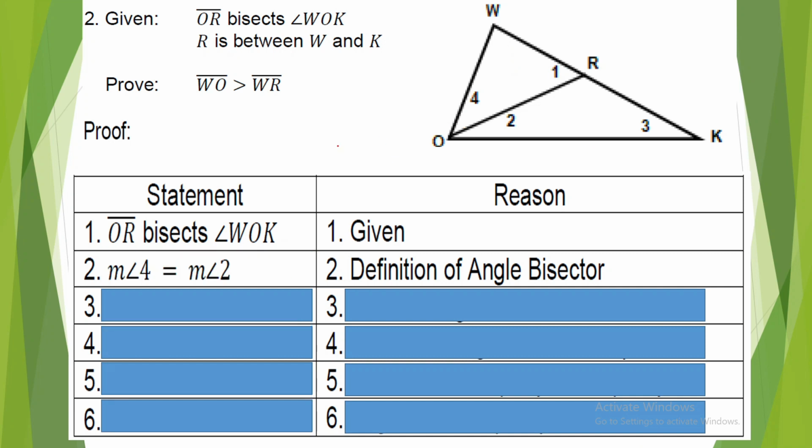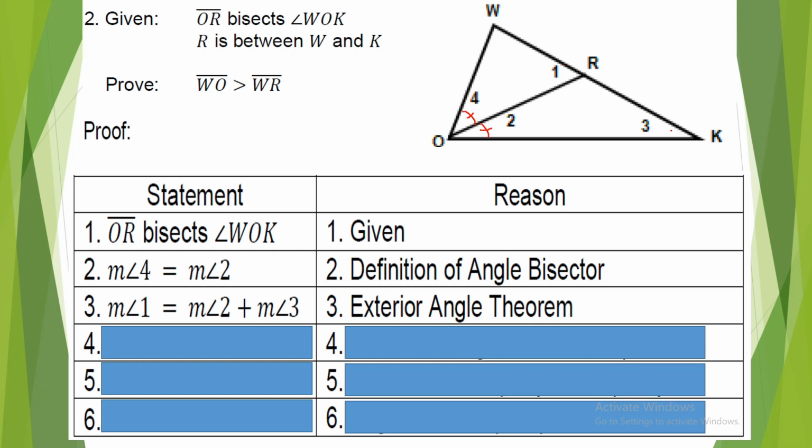So we now have the measure of angle 4 is equal to the measure of angle 2. Then for our third statement, we have the measure of angle 1 is equal to the measure of angle 2 plus the measure of angle 3. Now, if you're going to look at those three angles, we have this 1, 2, and 3. How can we prove that the measure of angle 1 is equal to the measure of angle 2 plus the measure of angle 3? You're right, it is based on the exterior angle theorem.